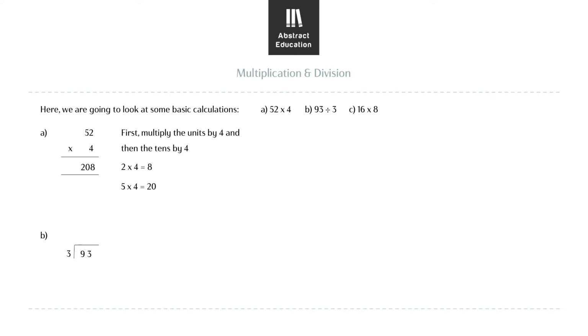93 divided by 3. First divide the tens and then the units by 3. 9 divided by 3 equals 3. And 3 divided by 3 equals 1.